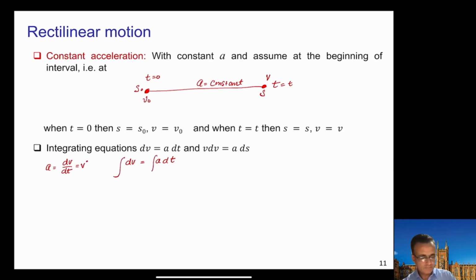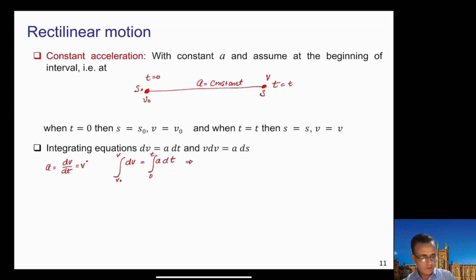And now if you do the integration here, we know that the initial velocity was v naught and the final velocity was v, and we are integrating with respect to time, so we will put the limits of time. The initial time is 0 and the final time is t here.